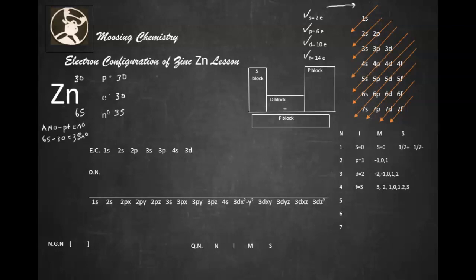Here's your diagonal rule. Start with the 1s going down, so we're going to go 1s2, 2s2, 2p6 and then 3s2, 3p6 and 4s2. And then all we need left is 10 more electrons, and that 3d shell takes care of those. So it's 3d10. Now, let's look at orbital notation.